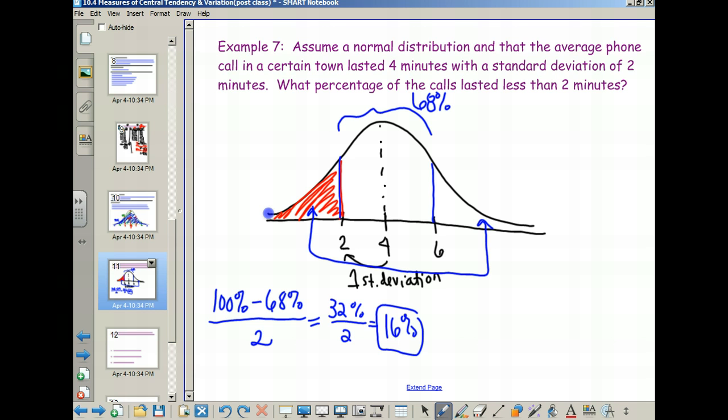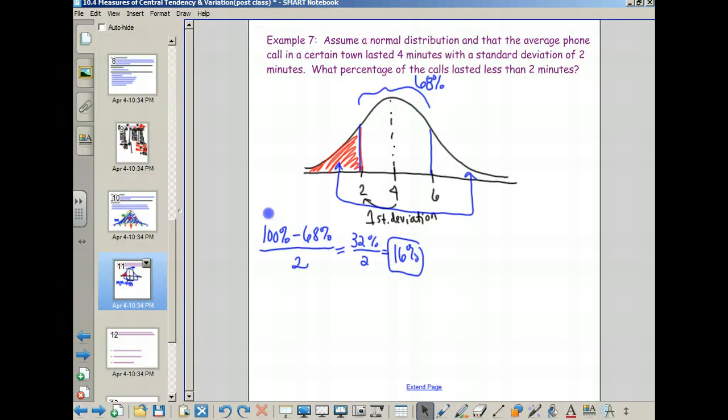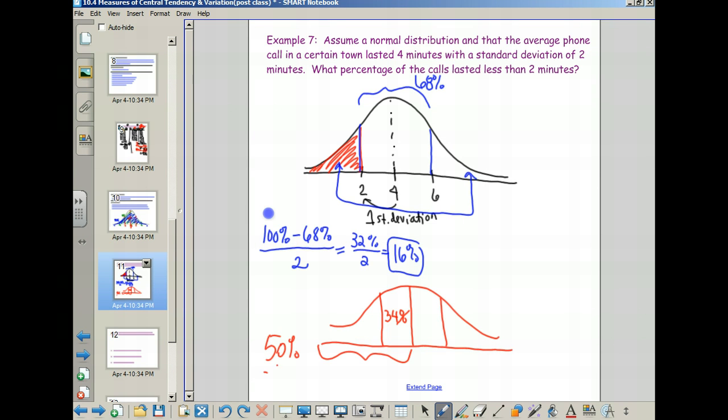What is the other option? Another option is to understand that because the graph is symmetric, not only can I partition these areas out and divide by 2, but I could have partitioned the piece in the middle and done the same. So this whole piece right here is 68. That means this piece right here is 34. Right? And if this piece is 34, well, this is half my graph. It has to be 50%. So I could do 50% minus 34. And obviously, I get the same answer.